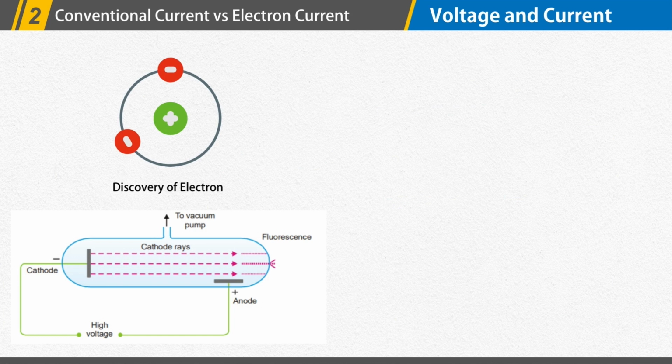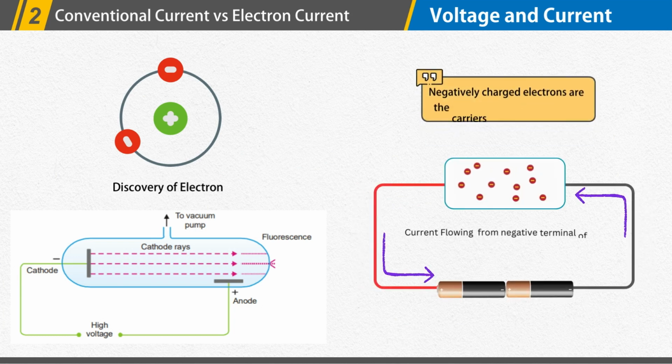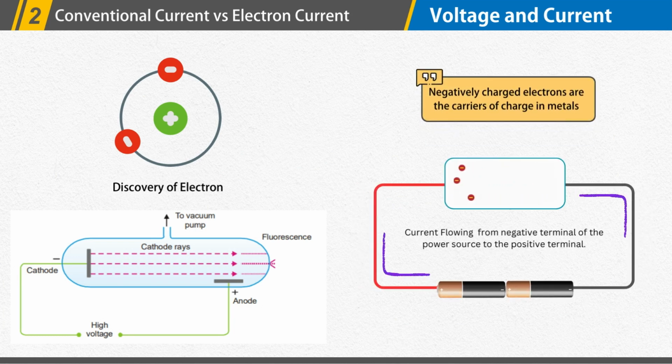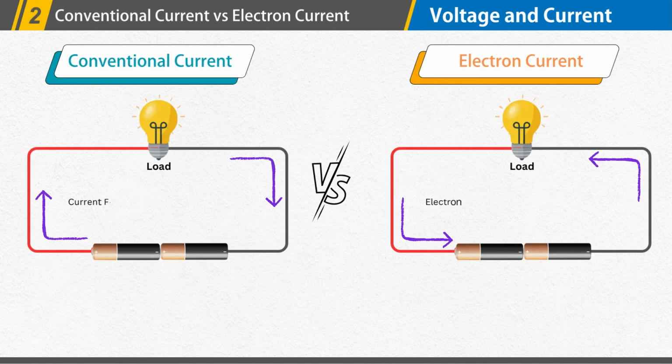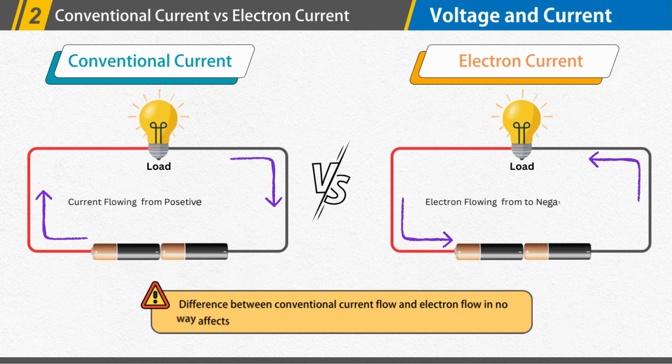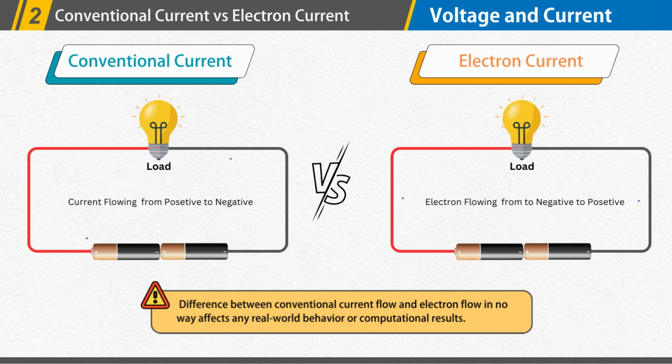After the discovery of the electron, we know that negatively charged electrons are the carriers of charge in metals. The flow of electrons is termed electron current. It flows from the negative terminal of the power source to the positive terminal. It is important to realize that the difference between conventional current flow and electron flow in no way affects any real-world behavior or computational results.